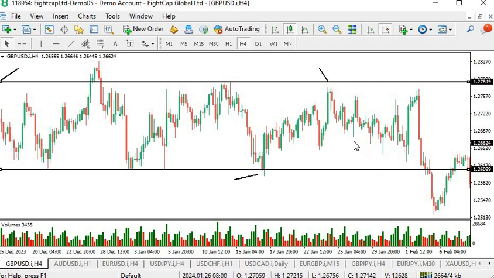That's how you draw support and resistance in trending markets and choppy markets.